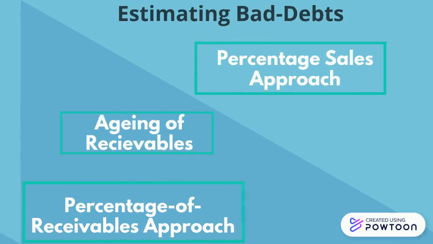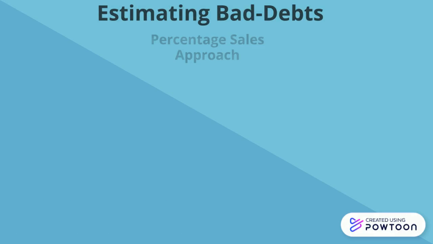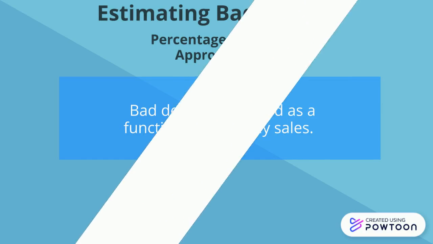a write-off. Under the allowance method, there are three approaches to estimating bad debts: percentage sale approach, percentage receivables approach, and the aging of receivables. So let's get into the first approach. Under the percentage sales approach, bad debt is estimated as a function of company sales.